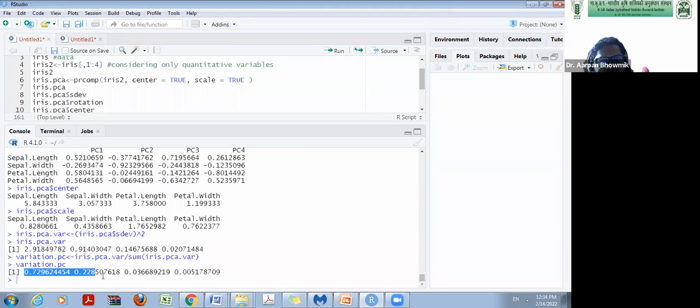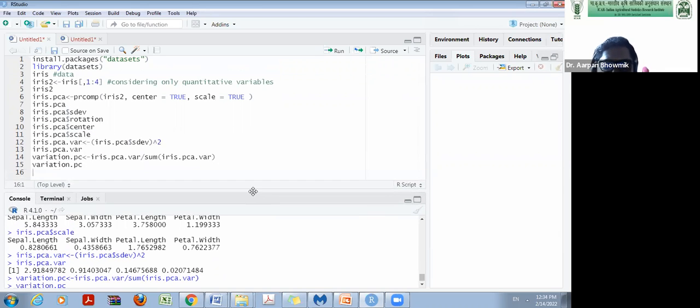Now the cumulative proportion you can go on adding. So for the first two, around 95.81% variation is explained by the first and second principal components. So this is how we draw the basic principal components analysis in R. If you want advanced, you need to explore it. Many packages are available and you can write the program, no issue.